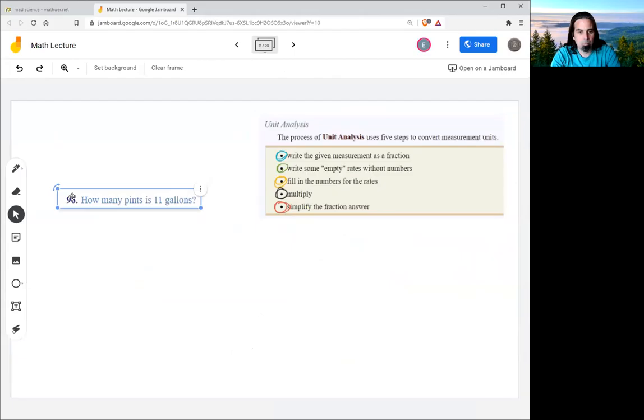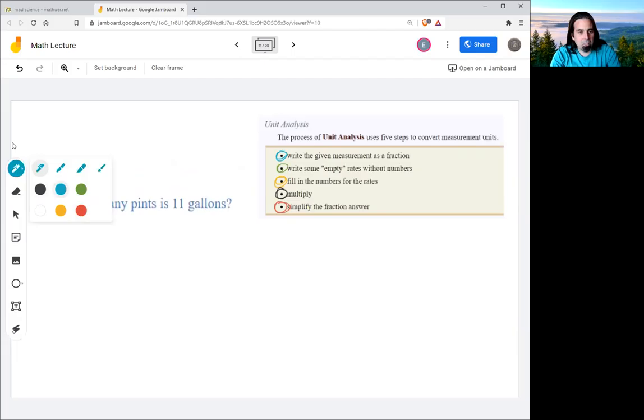How many pints is 11 gallons? Thank you for helping me last time. I will just do one this time. So I have my 11 gallons. I want to make it a fraction. So I put it over one. Do I know how many pints are in a gallon?